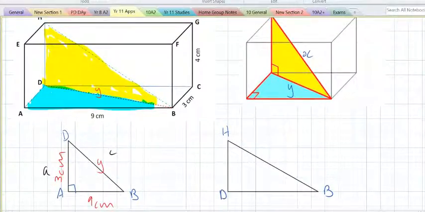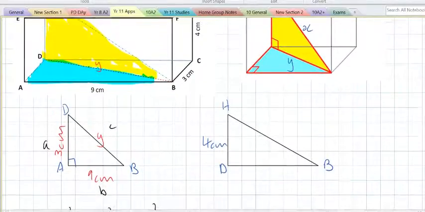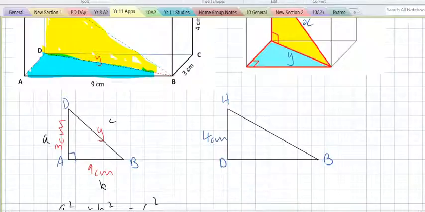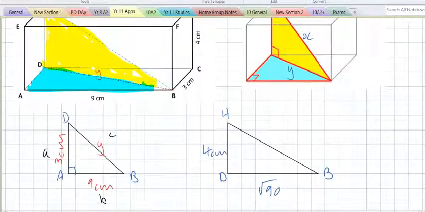Now for the measurement, we know the height. The height is 4 centimeters. Yeah, that's the height of our room. The distance along the floor, DB, we've called Y, and we've found what Y is already. And Y is root 90. And we can use root 90 there. It's by far the easiest thing to use rather than all those decimals. And then our unknown along the diagonal is X.